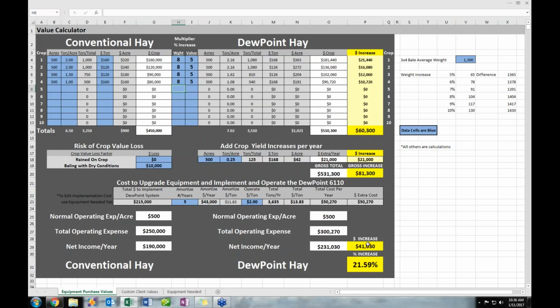Now we're making money. We've jumped, instead of $15,000, almost like a break-even analysis, we've increased 21% better than what our net income would have been conventionally. Almost a $41,000 increase, and that's after we've paid for this equipment, mind you, in the first year that we bought it. So this is important analysis for us to show our customers what they really have when they're looking at a dew point.